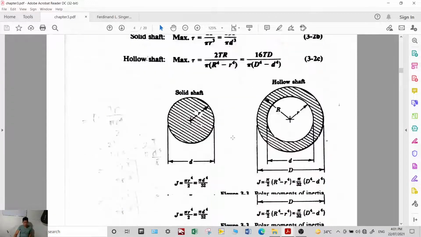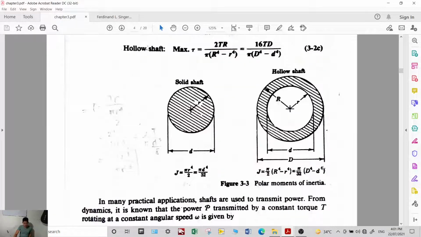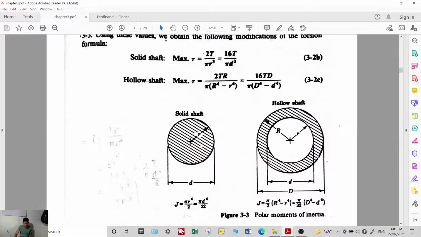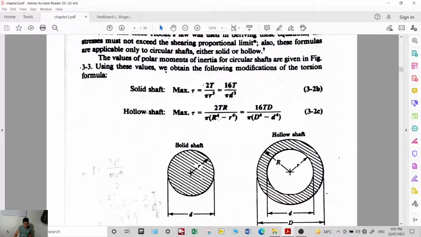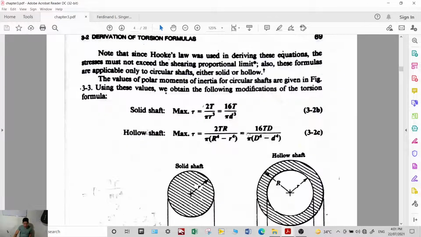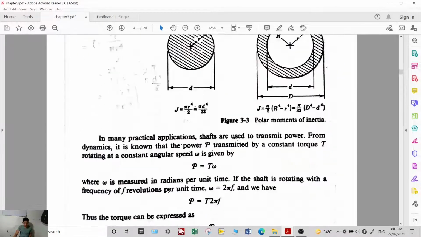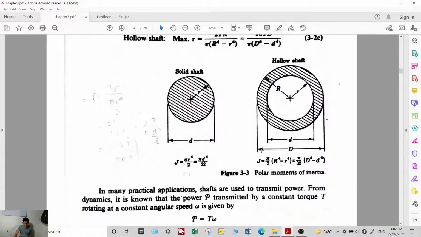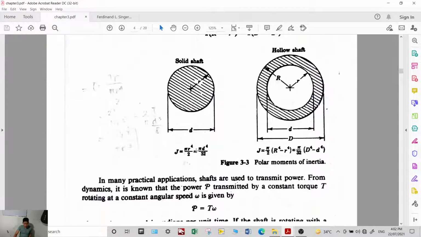And for the hollow shaft, this is the polar moment of inertia. It's a bit longer. Okay, so you plug in this J here first, so you can get it. Okay? So, memorize these equations for the polar moment of inertia.